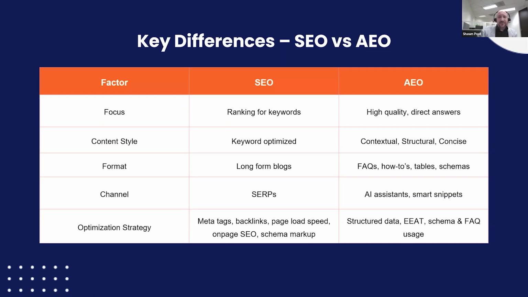SEO formats are suitable for long form blogs, whereas with AEO, you're looking at formats like FAQs, how-tos, tables, schemas. The channel that SEO comes through is the SERPs. Whereas AEO is coming through AI assistants and smart snippets. And then for optimization strategies with SEO, you're looking at your meta tags, your backlinks, page load speed, on-page SEO, and schema markups. Whereas with AEO, you're looking at your structured data, EEAT, schema, and FAQ usage.